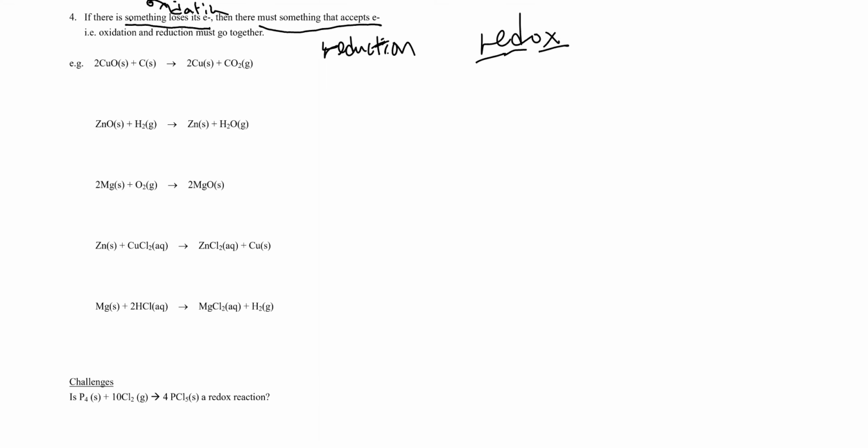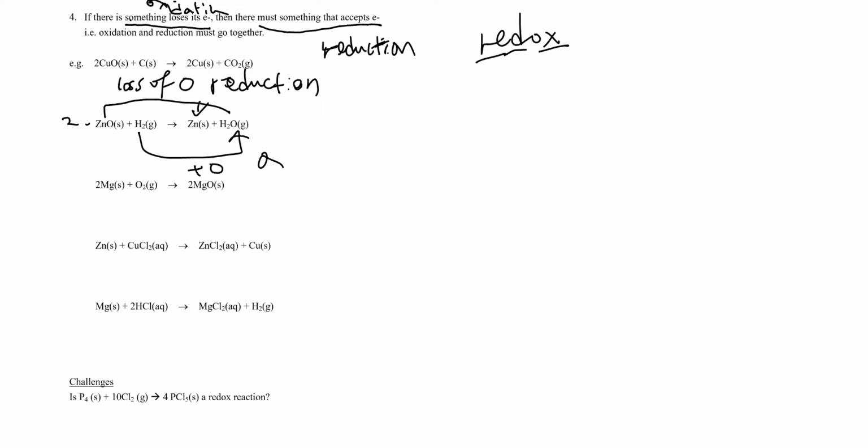When you look at the second example, zinc oxide reacting with hydrogen, zinc oxide has lost oxygen and H2 has gained oxygen. So according to the definition, loss of oxygen means having reduction. At the same time, we have hydrogen having oxidation. So that's agreeing with what I have just said: oxidation and reduction must occur at the same time.